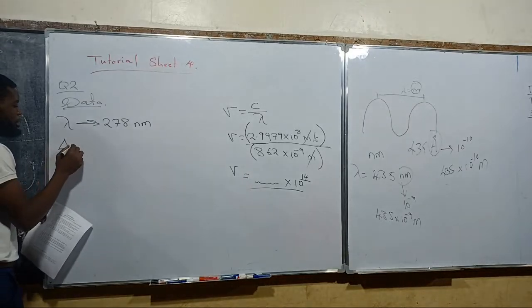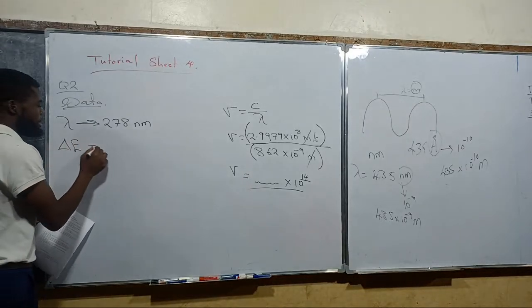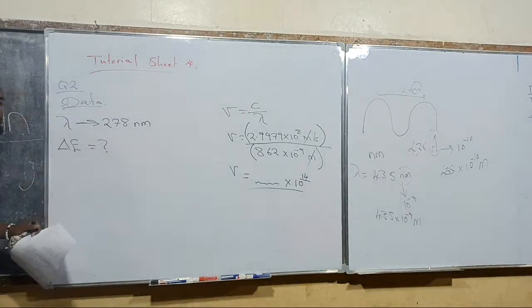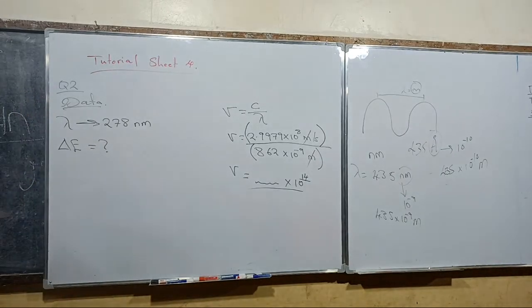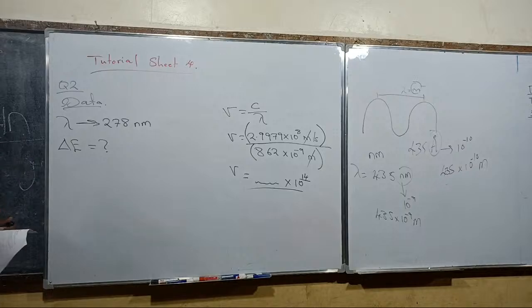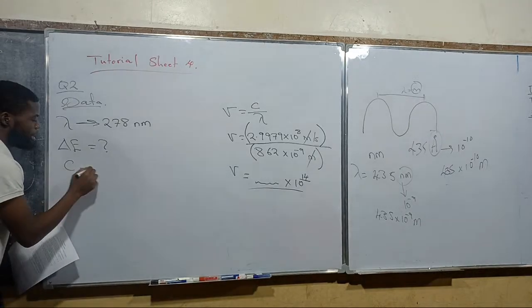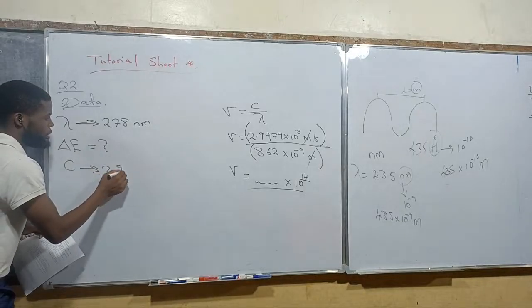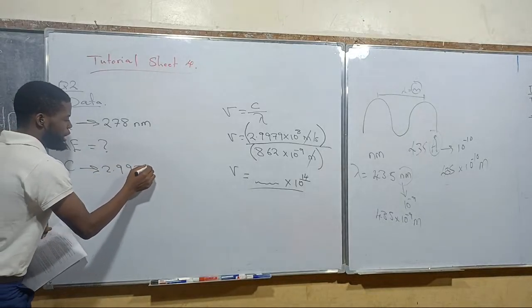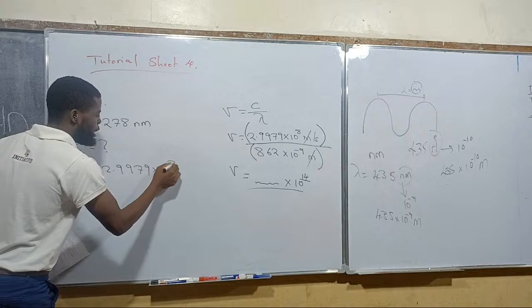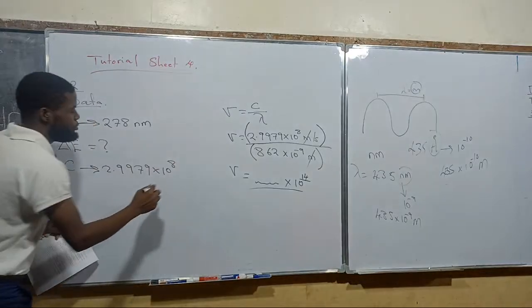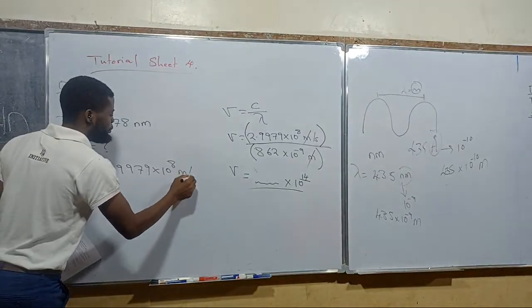Now they are saying what is the energy? So they want delta E. What is the energy? We do not know. Because they are talking about a photon, about light, we do know that all light waves, all electromagnetic radiation, travel at a constant speed of 2.9979 times 10 to the power 8 meters per second.